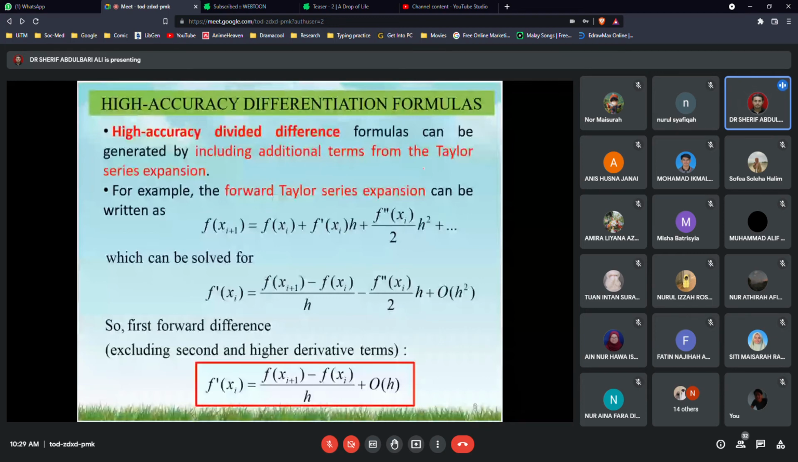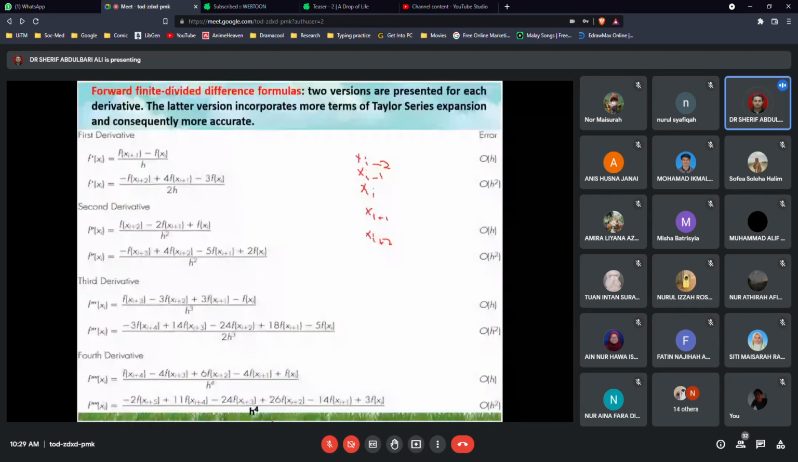Okay, so to look at what we have done in the second week, the equation that we use is the first equation for the first derivative. We use this equation to find the forward finite divided difference. We call it O(h) because this is a single step size. And you can see that the equation is equal to the function of xi plus 1 minus the function of xi, over a single step size h. We call this one O(h).